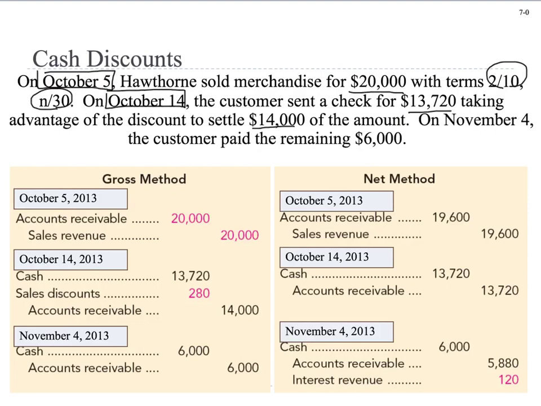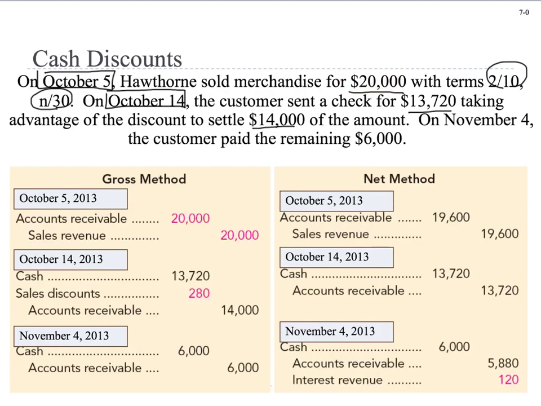So on October 5th, here we're using this gross method, they had to set up their accounts receivable for $20,000 and sales revenue for $20,000. These entries are very normal to what you're used to seeing, because here we see they made a sale for this $20,000. So on October 5th, they made their normal entry.